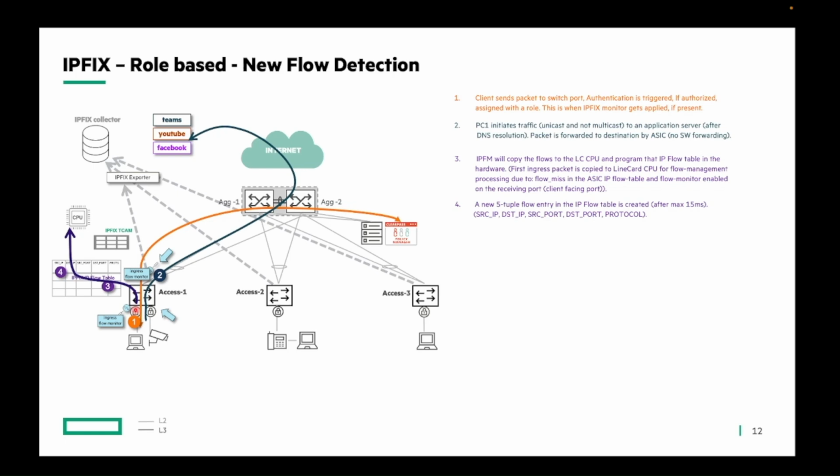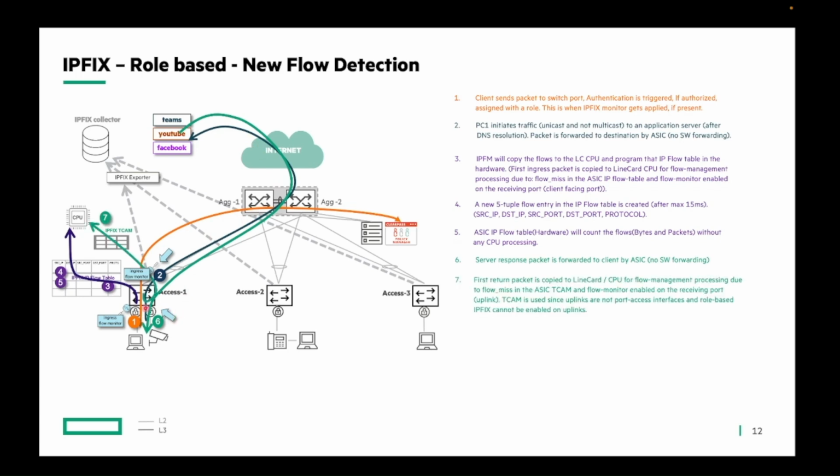The 5 tuples are the source IP and the destination IP, which is this table here. You see source port, destination port, and the protocol. The ASIC IP flow table, which is also hardware-based, as you know, will count the flows, bytes, and packets without any CPU processing. Now, the server response packet is forwarded to the client by ASIC.